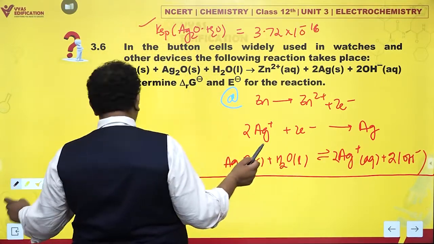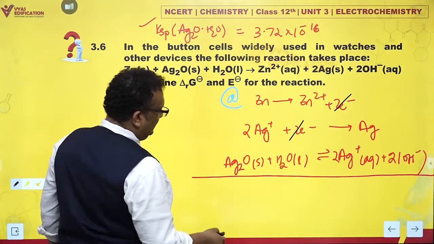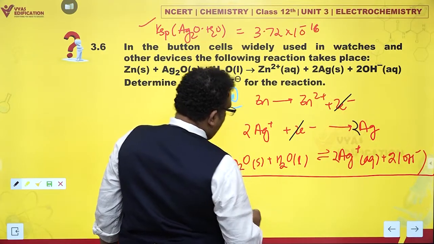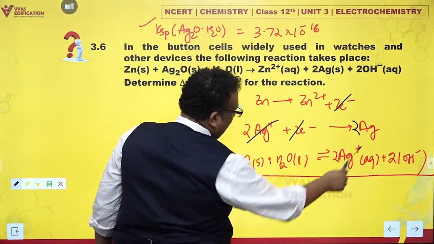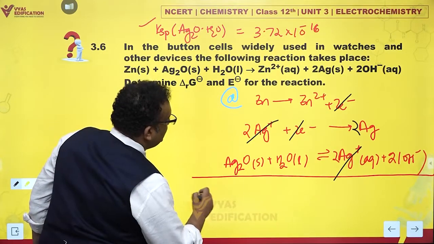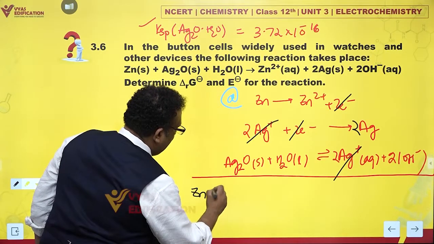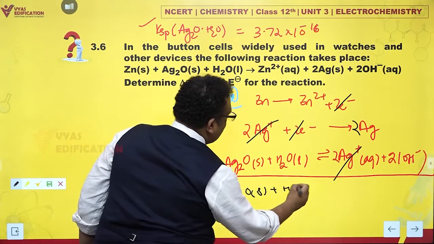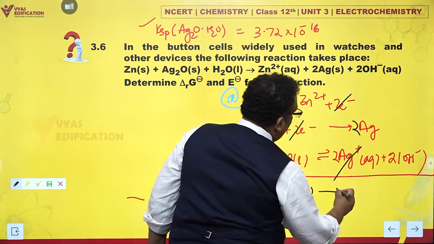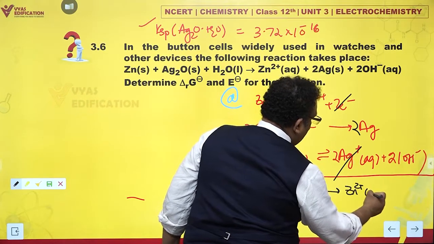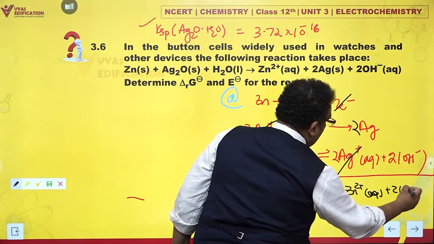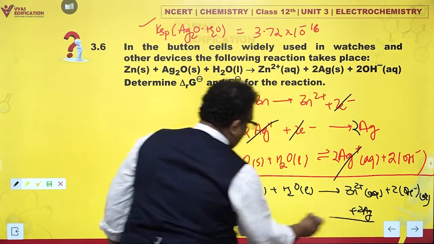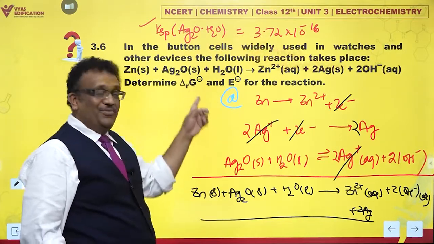Well, as I add them up, electrons do cancel. What else cancels out? You have 2 times Ag, and Ag plus ions also can be cancelled out. That's fine. And you get zinc solid plus Ag2O solid plus H2O liquid, giving you zinc ions aqueous plus 2 times OH minus aqueous plus 2 times silver. This is exactly the same reaction.